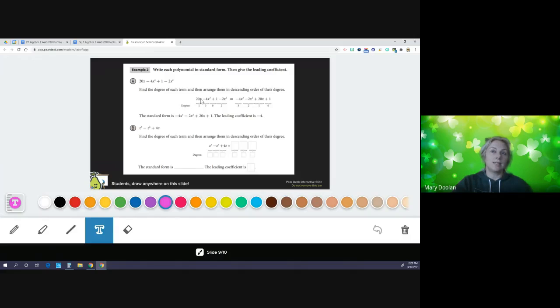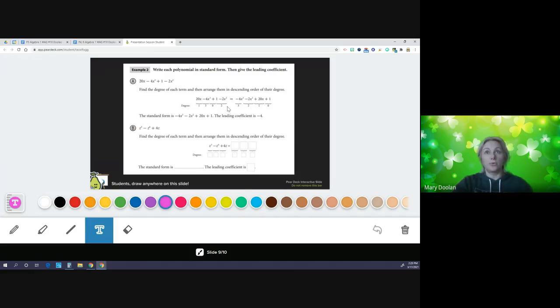20x has a degree of 1 because x has an exponent of 1. Negative 4x cubed. The degree is 3 because the exponent on the x is 3. 1 is a number. Anytime it's just a number, the degree is 0. Negative 2x squared. 2 is the exponent on the x term, so 2 is the degree.